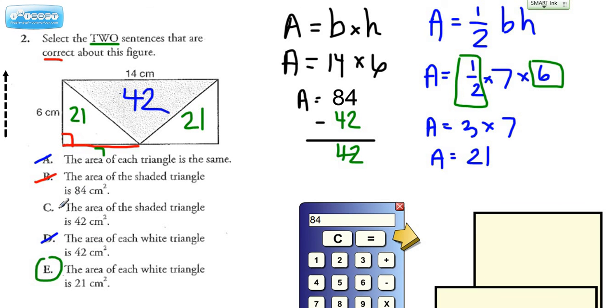And let's go back and make sure that we still are in agreement that this is the one we want to go for. The area of the shaded triangle is 42 square centimeters, and that's what we got. And we're going to go ahead and pick it. And we have our two sentences that are correct, and we're good to go on question number 2.